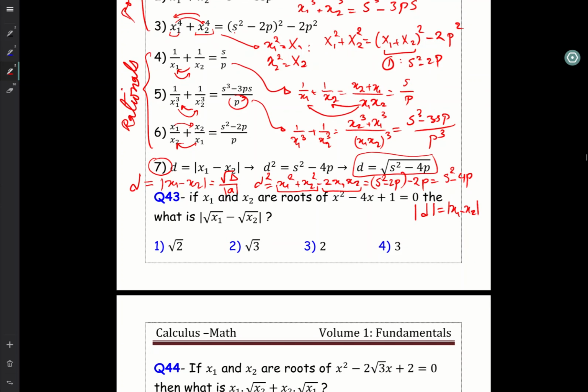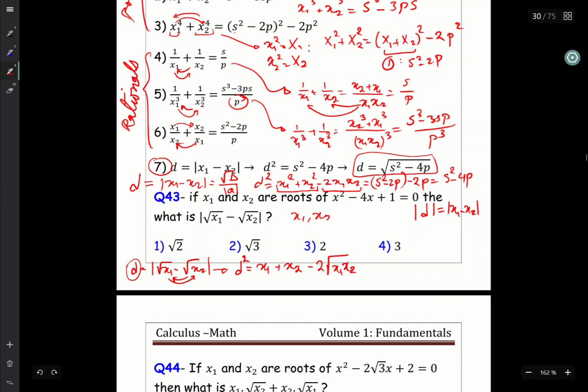Question 43. If x1 and x2 are roots of x squared minus 4x plus 1 equals 0, then what is square root of x1 minus square root of x2? Let's call this d, the absolute value of square root of x1 minus square root of x2. Again, this seems to be a symmetric expression. If I exchange the position of x1 and x2, the result is not changing. And if I square it, I square the first term, x1, square the second term, x2, minus twice the square root of x1 and x2. Now we see here, we're assuming that the two roots are positive.